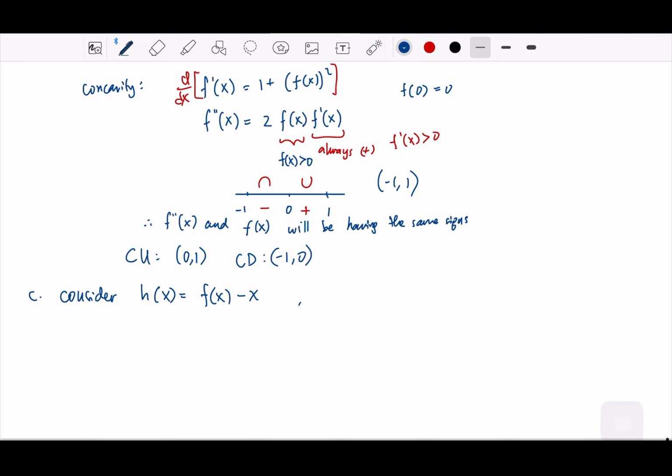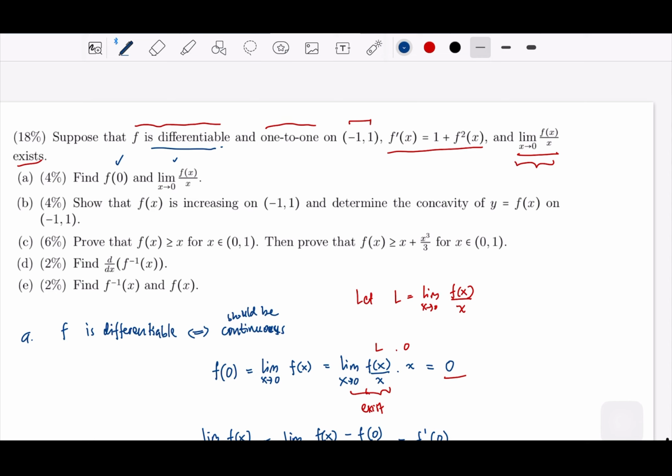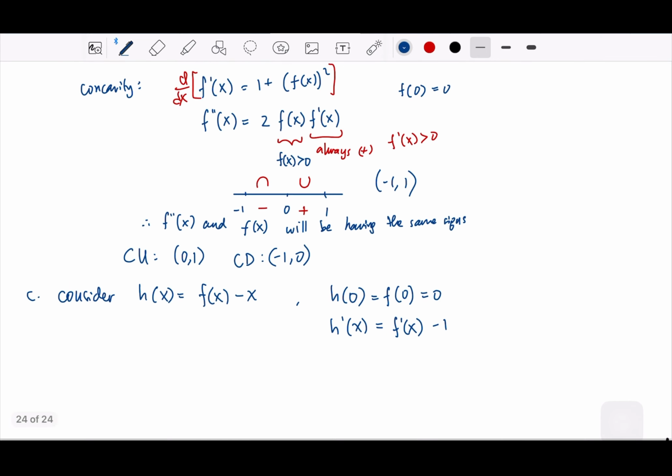And from part a and b, we get h of 0 is equal to f of 0 is equal to 0. Okay. And if we take the derivative of h, we get this minus 1. And f prime x is, what is this? 1 plus f squared, right? 1 plus f squared, but it's minus 1, so it's supposed to be f of x squared, which is positive, right? So h, from these two statements here, is increasing on 0, 1, right?